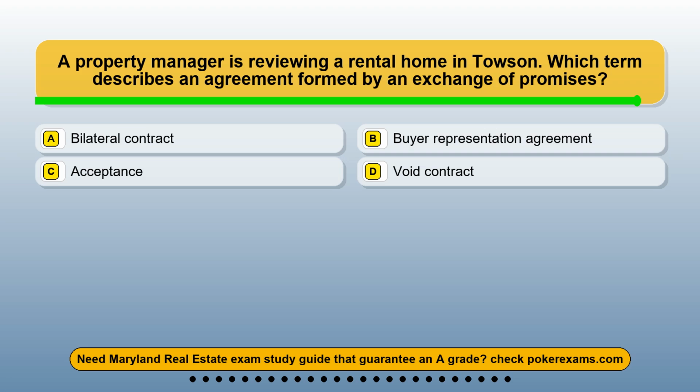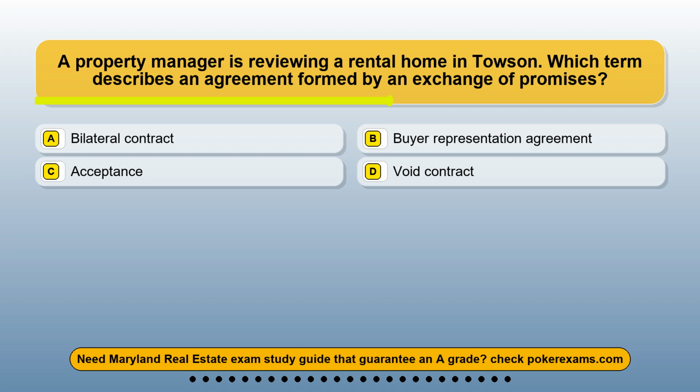Question 19. A property manager is reviewing a rental home in Towson. Which term describes an agreement formed by an exchange of promises? Option A, bilateral contract. Option B, buyer representation agreement. Option C, acceptance. Option D, void contract.